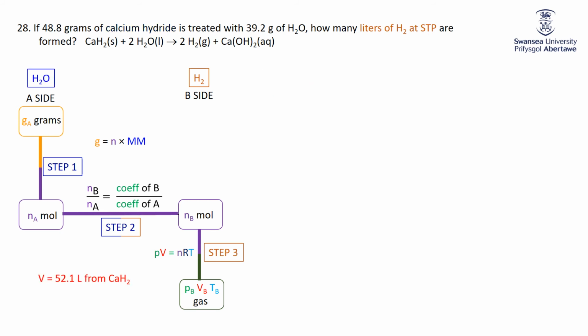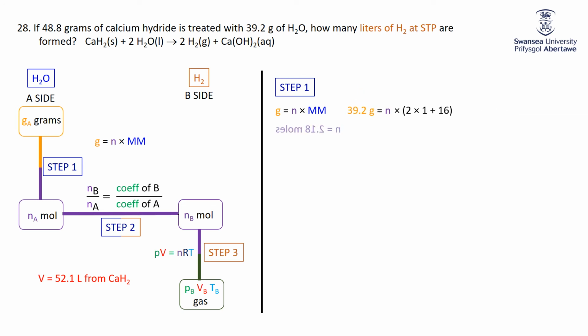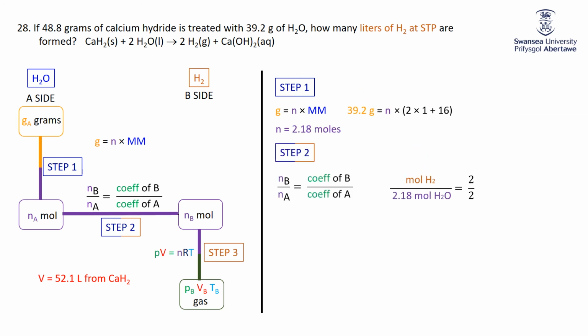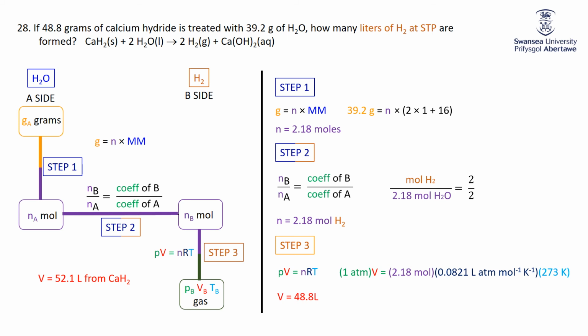Now doing water as our starting point, remembering how much of the H2 we got from the CaH2. So grams to moles, again, very standard. Moles to moles, now the coefficients are both 2 because here H2 is still the B side, but H2O is the A side. So 2.18 moles of H2. Pop that into PV equals nRT in the same way, and we get 48.8 litres. So we have enough calcium hydride for 52.1 litres of hydrogen. We have enough water for only 48.8 litres of hydrogen. Thus, that is the limiting reactant. That is the amount formed.